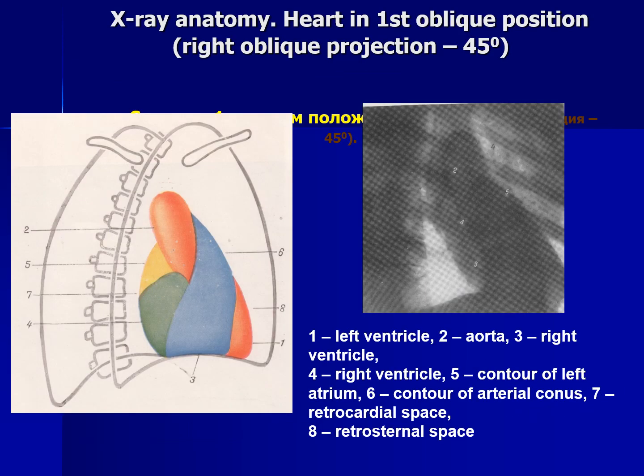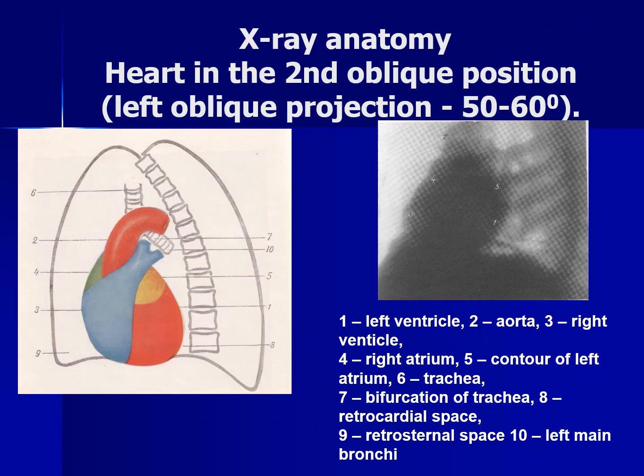Heart imaging needs additional positions. Here is the heart in the first oblique position, right oblique projection at 45 degrees. The second oblique position of the heart is represented here. It is at 50-60 degrees, and you can see how the chambers look on X-ray according to the anatomical scheme.